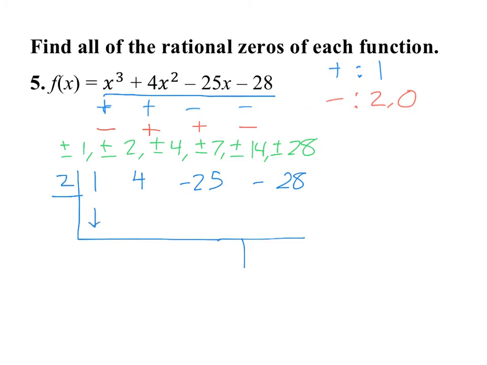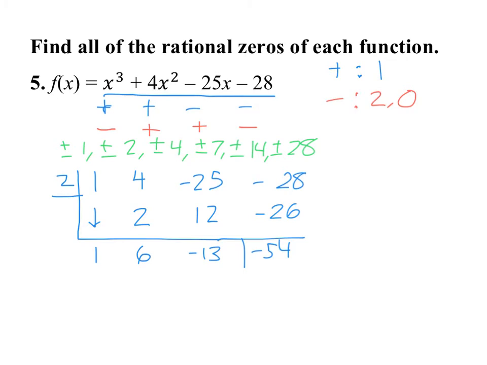Okay, bring down the 1. 1 times 2 is 2. 4 plus 2 is 6. 2 times 6 is 12. Negative 25 plus 12 is negative 13. And it looks like this is not going to work. Okay, let's try another number.